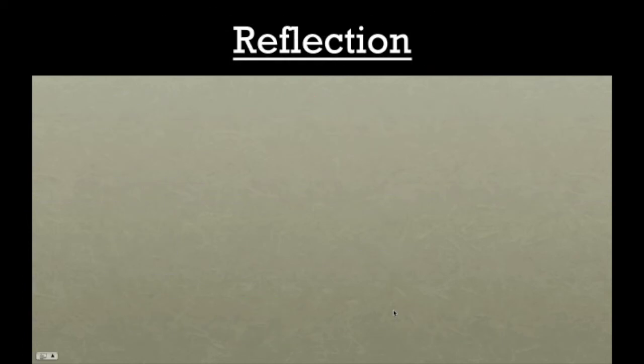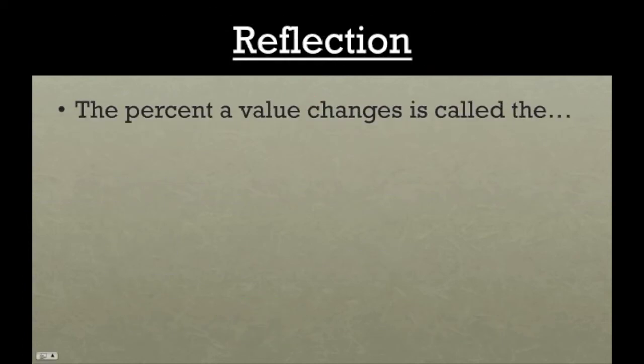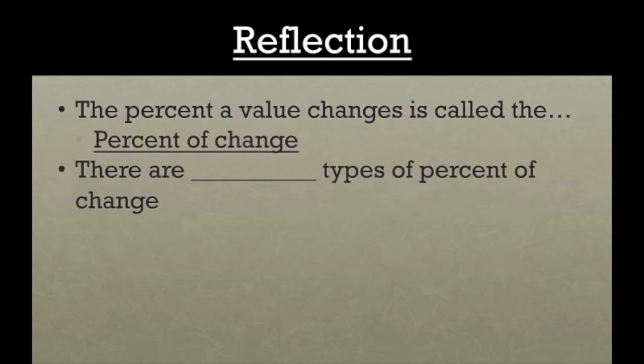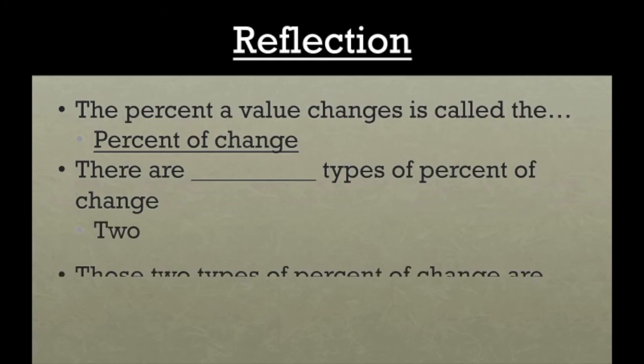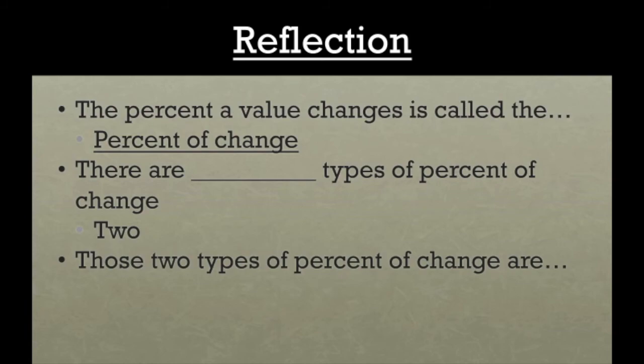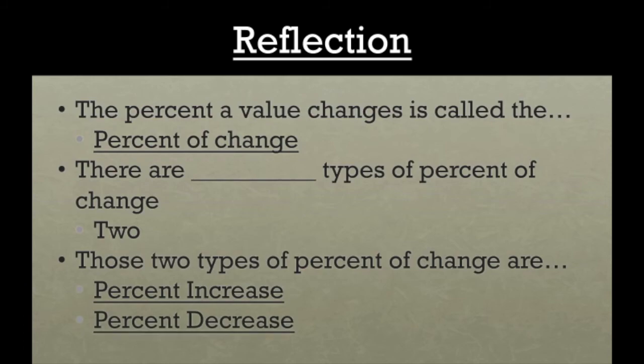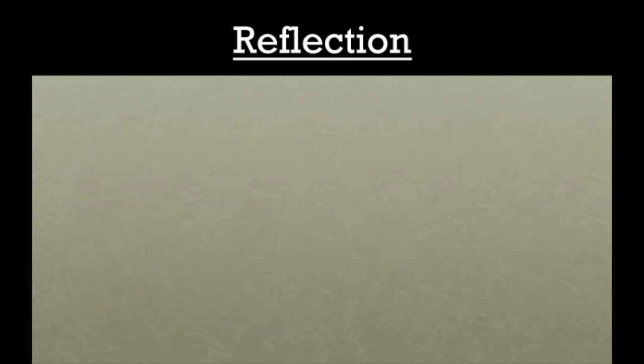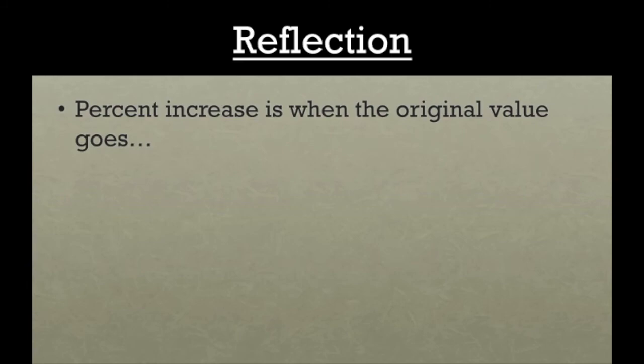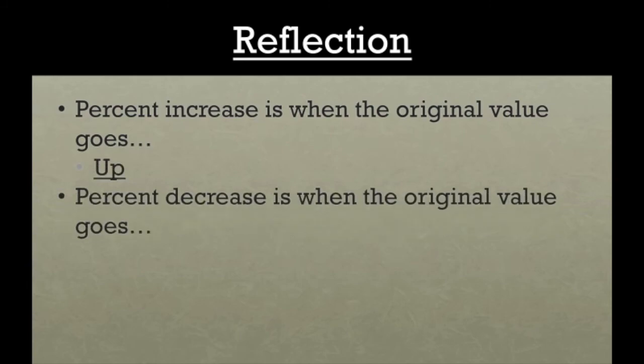So let's review this lesson. The percent of value changes is called the percent of change. There are how many types of percent of change? 2. Those two types of percent of change are percent increase and percent decrease. Percent increase is when the original value goes up. Percent decrease is when the original value goes down.